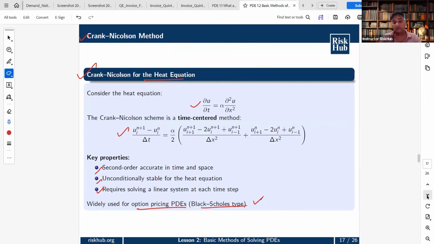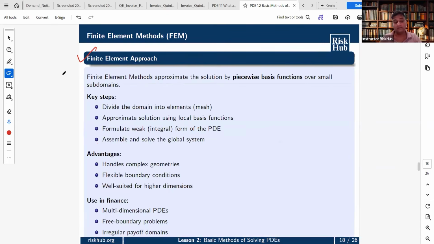Then we get to the next method, which is your finite element method, right? Finite element method approximates the solution using small pieces called elements, instead of using a simple rectangular grid, which is used in your finite difference method. Finite element method divides the domain into a mesh, right? Steps: divide the domain into elements, create a mesh, use local basis functions. Local basis functions approximate the solution piece by piece. Form is weak integral form, converting the PDE into an integral equation. Assemble the global system, combine all pieces, solve, and get the approximate solution.